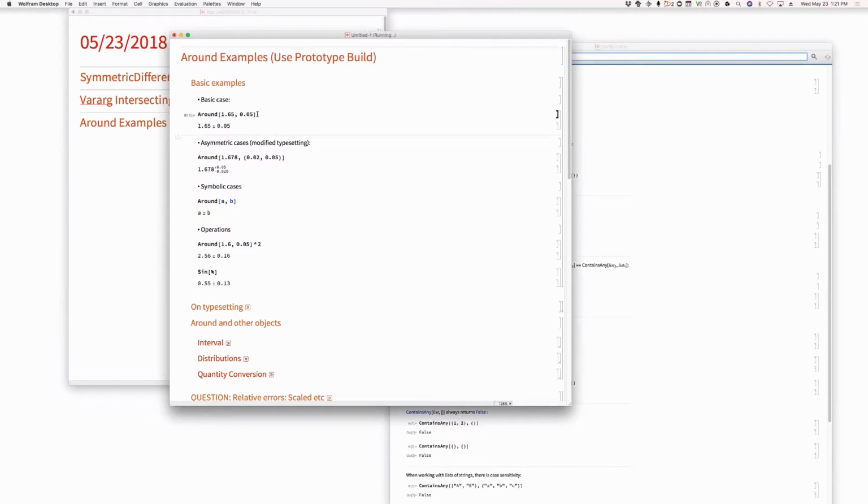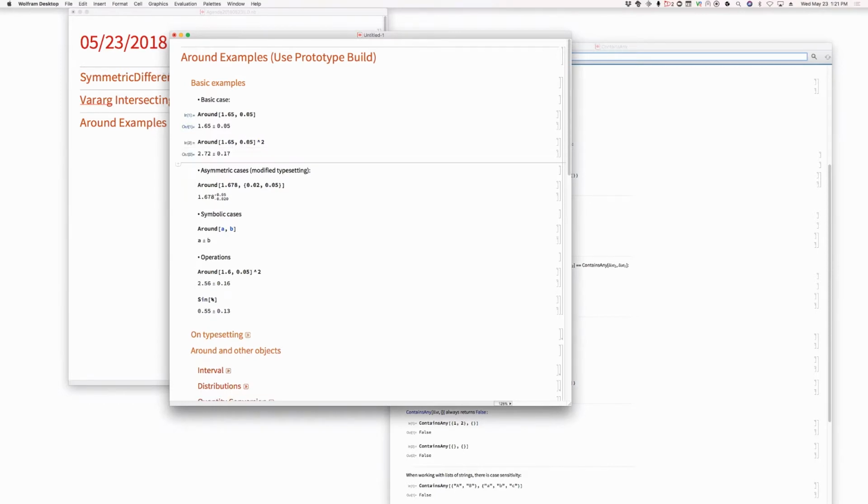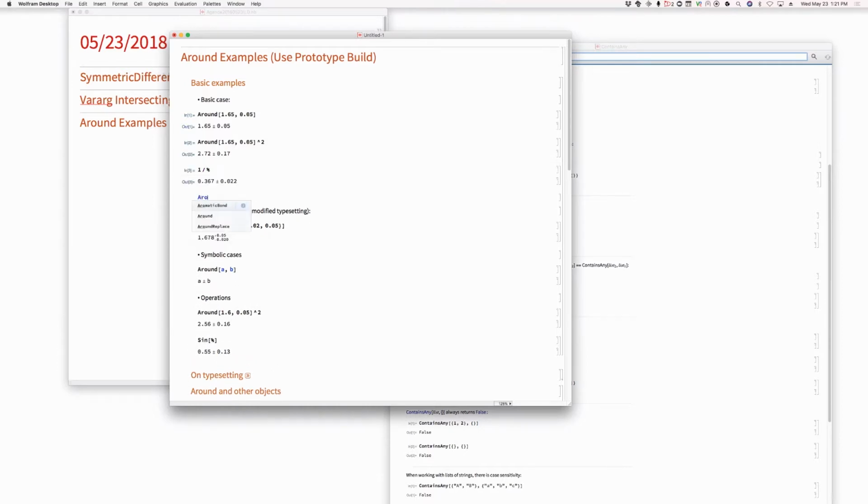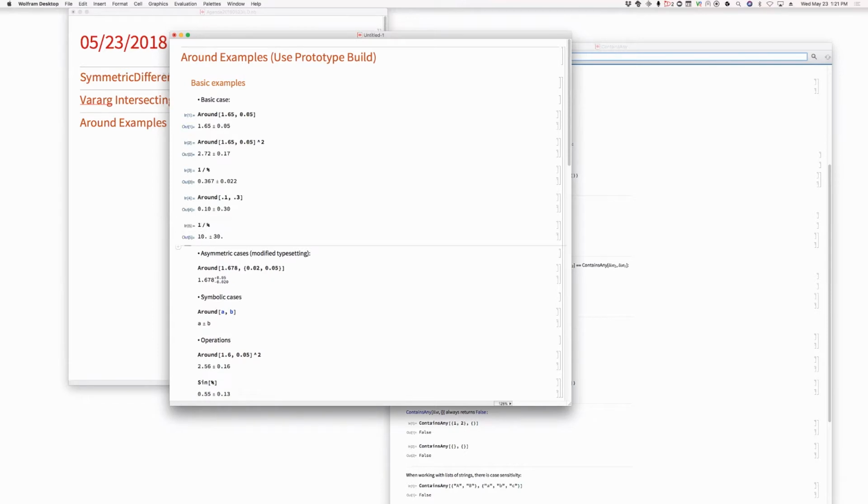Okay, this is a magnificent function. If I take this and simply say squared, for example, oh, that's so magnificent. Cool. What happens if I say 1 over this? Magnificent. Now let me try, you know what I'm going to try, 0.1 plus or minus 0.3. Okay, 1 over that. Is that right? I see. So 1 over that, it contains 0 within its error bound.